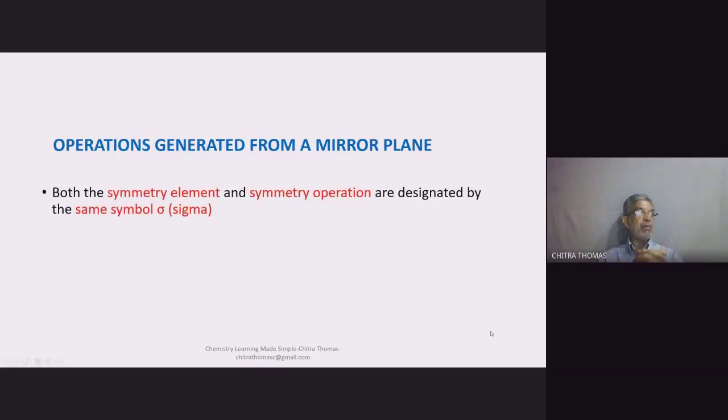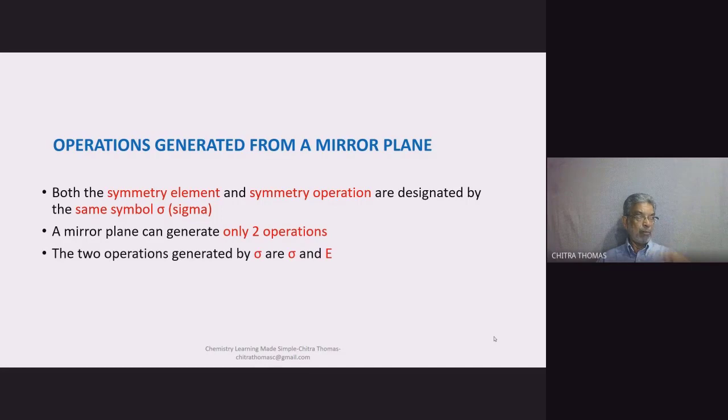Both the symmetry element and the symmetry operation are designated by the same symbol sigma, like the identity. The mirror plane, the sigma, stands for symmetry element as well as symmetry operation. A mirror plane can generate only two operations. The two operations generated by sigma are sigma and E. Now you recall, identity can generate only one operation. Cn can generate n operations, whereas a mirror plane can generate only two operations, sigma and identity.